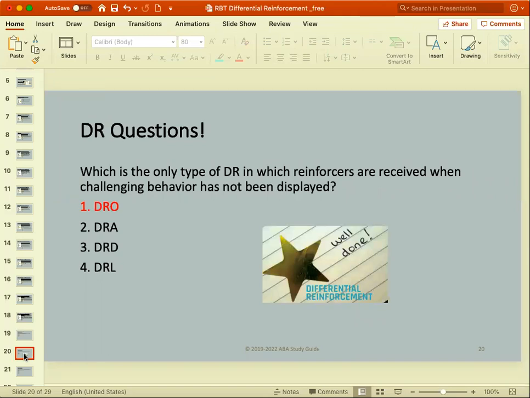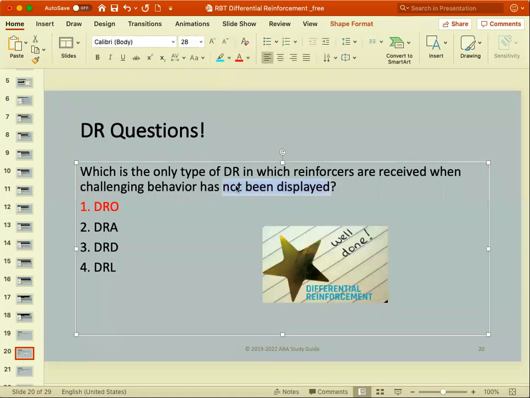Our DROs, the answer here is not been displayed. Omission of, absence of, not that. Anything but the challenging behavior. So if you see something that doesn't specify incompatible, alternative, or anything having to do with rates, it's going to be your DRO. It's typically a DRO. Okay.